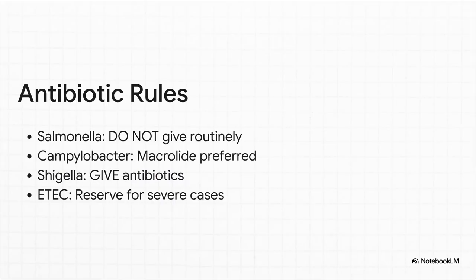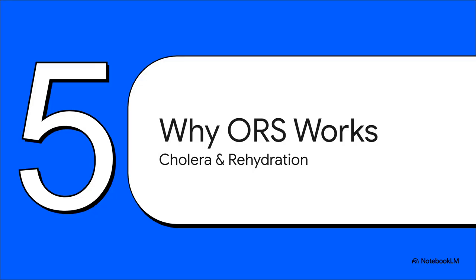Let's quickly rapid-fire the other antibiotic rules you absolutely have to know. We just said a hard no to EHEC. For Salmonella, routine antibiotics actually prolong colonization, so we really only give them to high-risk patients. For Shigella, absolutely give them. It significantly shortens the severe illness. And for Campylobacter, because there's widespread fluoroquinolone resistance out there, especially in Asia, you must reach for a macrolide instead, like azithromycin.